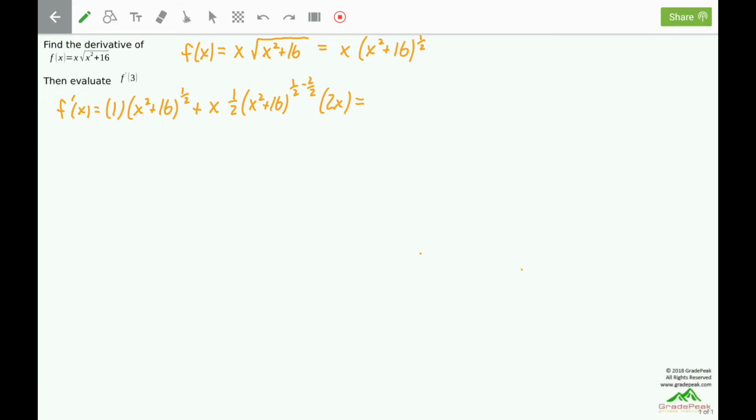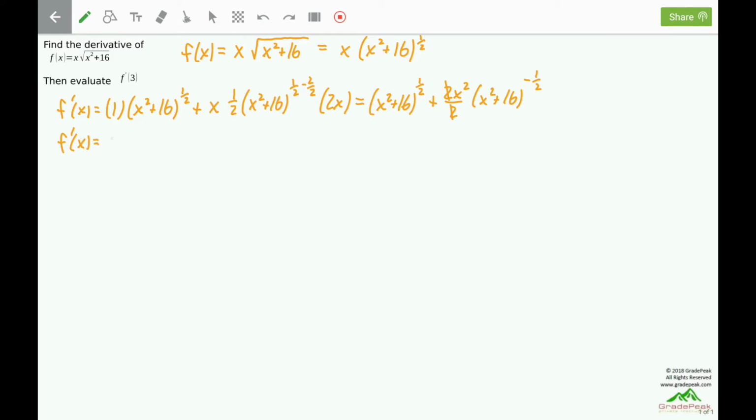The first term is 1 times, we don't need to write the 1, x squared plus 16 to the 1/2. The second term will be, we have an x and a 2x. If they multiply, that's 2x squared. And then that will be over 2 for the 1/2. And those 2's can cancel. And we have x squared plus 16 to the 1 minus 2, which is negative 1 over 2. Now since we have a negative exponent, the next step is to move that to the denominator.